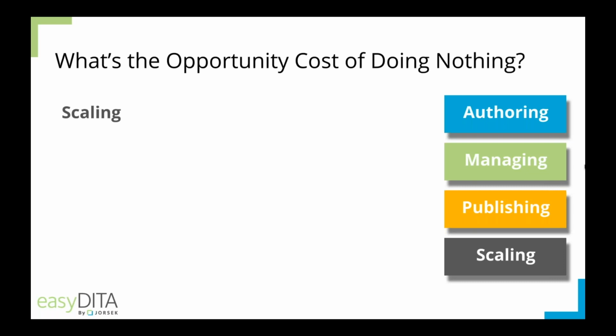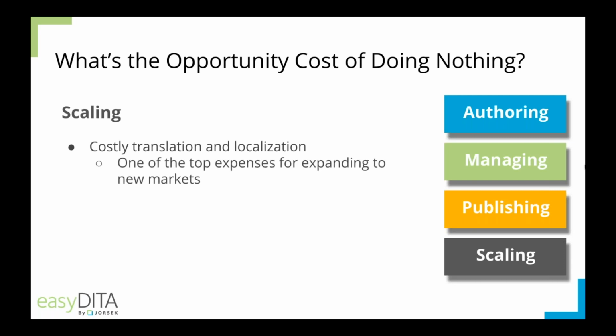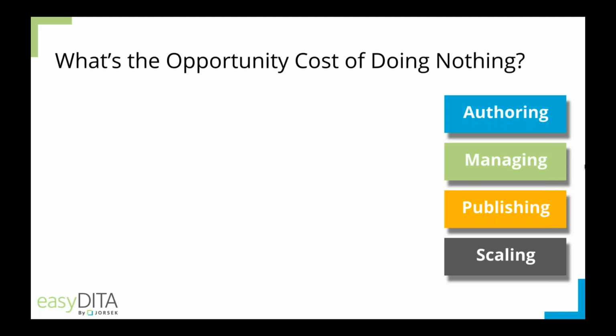One of the most prominent ways that we see the problem of scaling with unstructured content is that it's costly to take care of translation and localization matters. It's one of the top expenses for a lot of organizations when they're looking to expand to new markets. And a lot of times they don't know that there is even a better way to handle things.